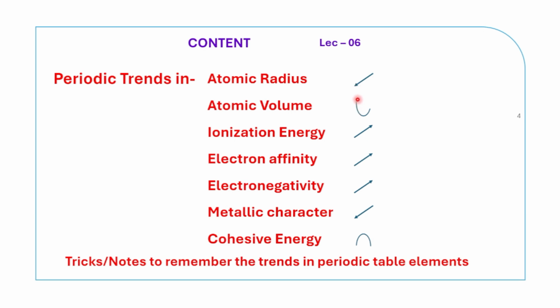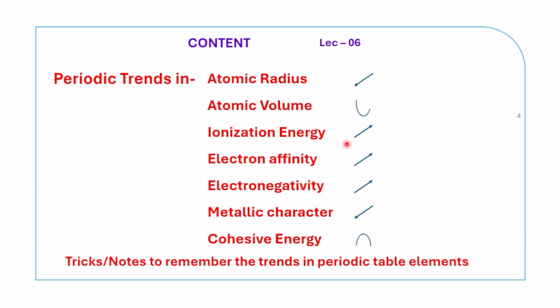Whereas this one is curve shaped. You can see atomic volume and cohesive energy, these two are curve shaped. This means that along a period, it sometimes increases or decreases, and then again shows the opposite trend. For example, it decreases and then again increases. And for cohesive energy, along the period, it first increases, then decreases.